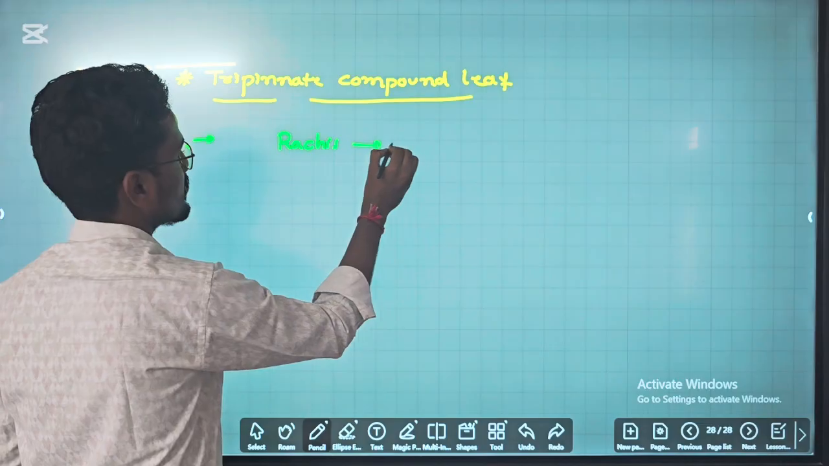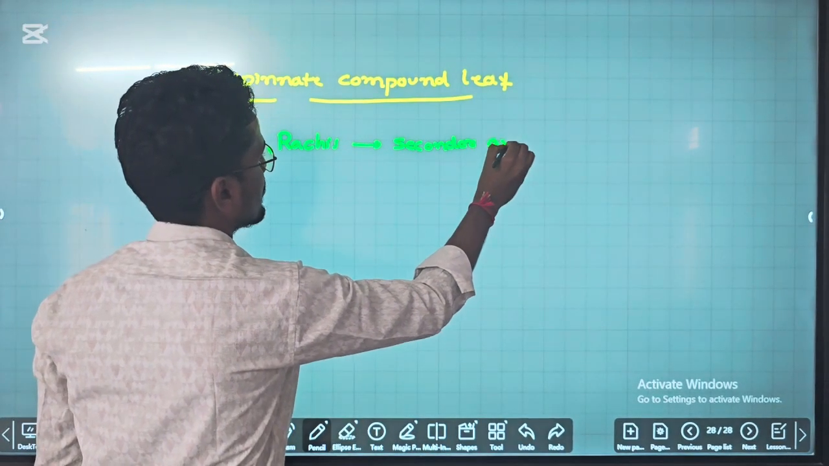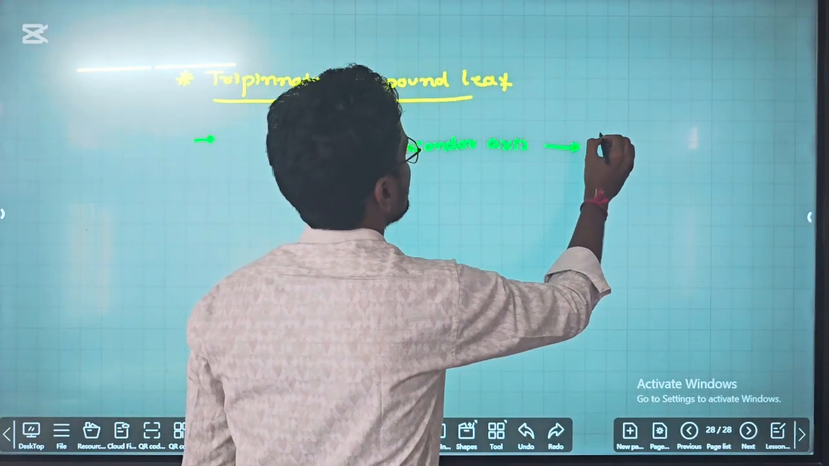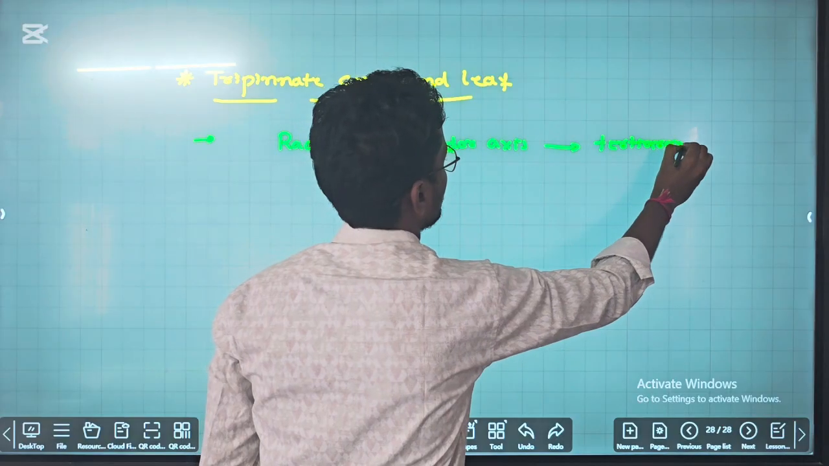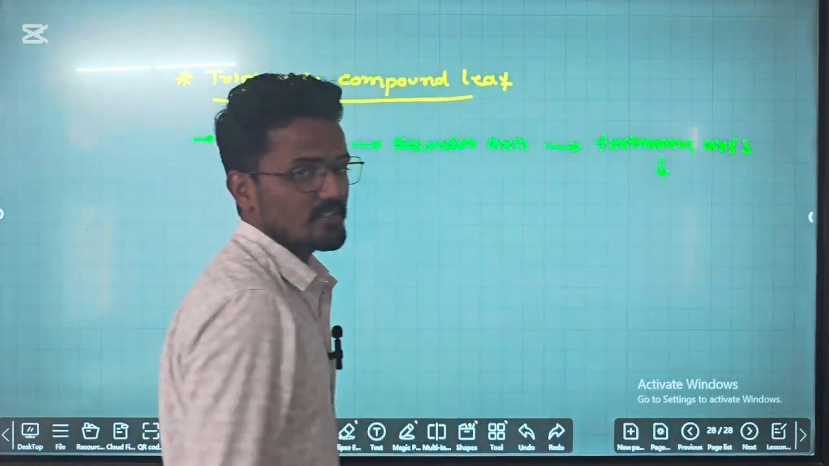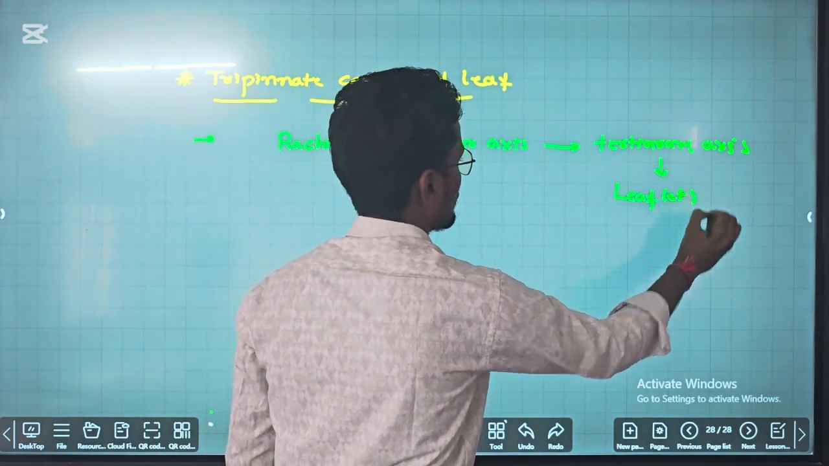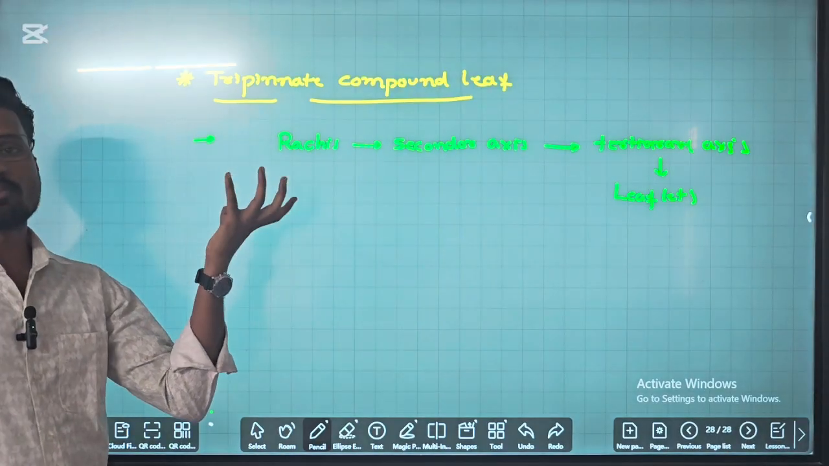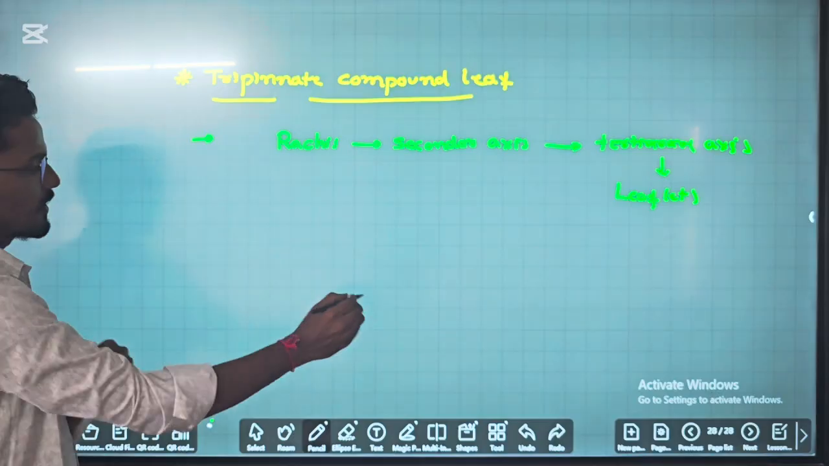Rachis produces secondary axis. Secondary axis is going to produce tertiary axis. On this tertiary axis, we are going to see leaflets. This type of leaves are called tripinnate compound leaf. We'll see diagrammatically how these are going to look.